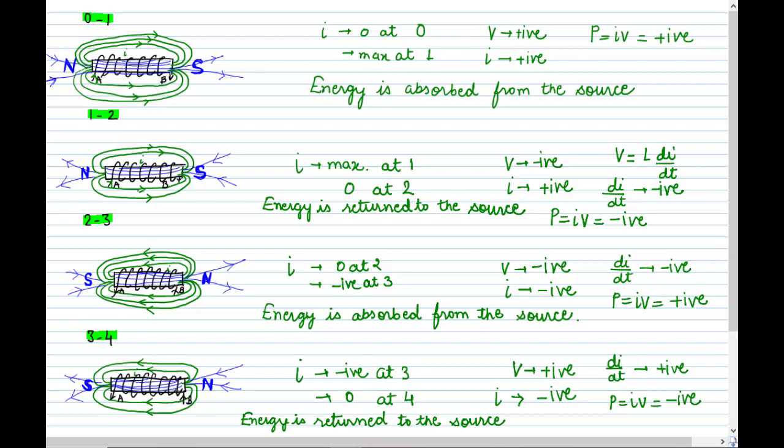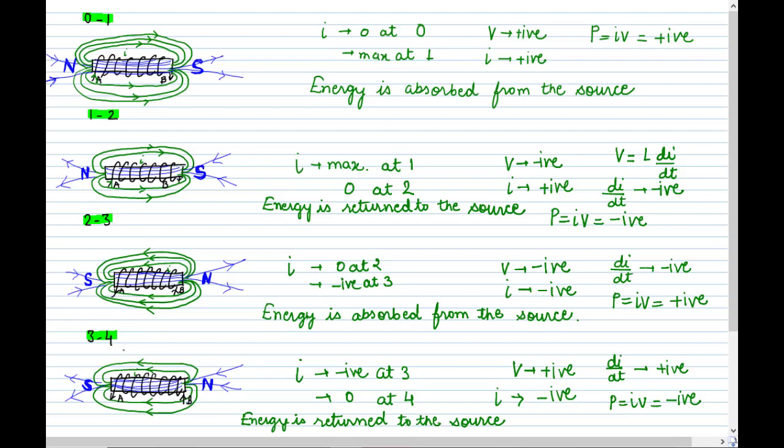and the direction of magnetic flux changes. Again, if you go to 2 to 3, then the direction of the current reverses. Initially the current was positive, now the current is negative in this cycle. So our current will enter from B and come out from A. So the polarity of this magnetic coil changes and magnetic flux lines will flow in this direction and our core gets magnetized in the opposite direction and the energy is absorbed from the source.